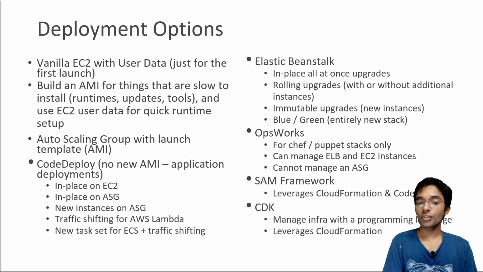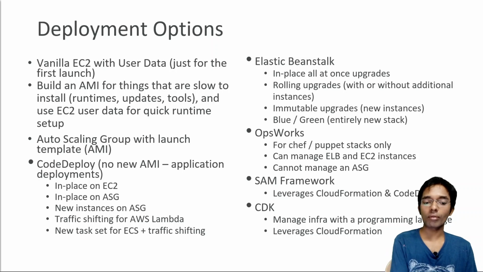Next we have OpsWorks, which is for when you already have Chef or Puppet in place, and so you want to just leverage them also in the cloud. OpsWorks will therefore manage your elastic load balancers and your EC2 instances, but OpsWorks here does not manage your Auto Scaling Group. When it comes to deploying Lambda functions, the best-in-class way of doing it is using the SAM framework. SAM behind the scenes will leverage CloudFormation to deploy Lambda functions. And in case you are upgrading your Lambda function, then it will also leverage CodeDeploy.